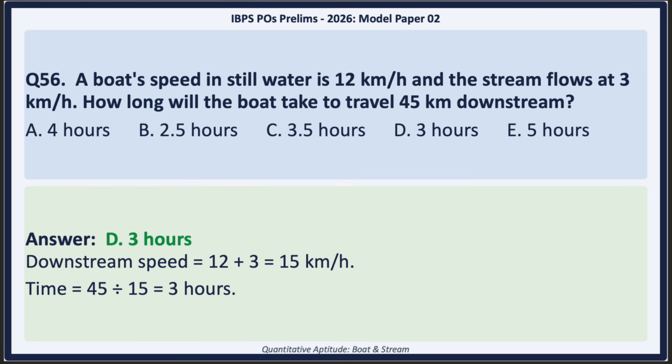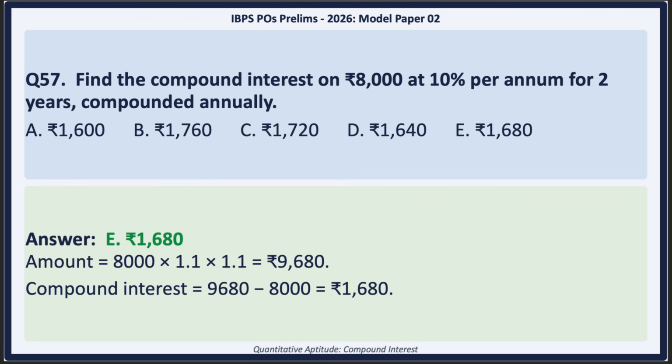Nice and clean. Now, question 57, a compound interest problem. 8,000 rupees invested at 10% per annum for 2 years. What's the compound interest? Think of it in steps. Year 1, 10% of 8,000 is 800. Year 2, you get another 800, plus 10% on the first 800, which is 80. So 800 plus 880 is 1,680. Easy. How about question 58, a pipes and cisterns problem?